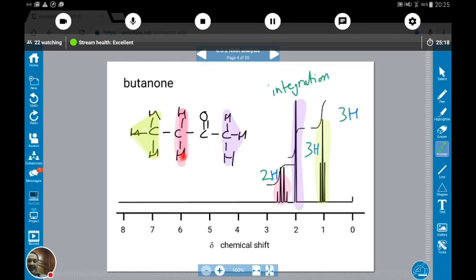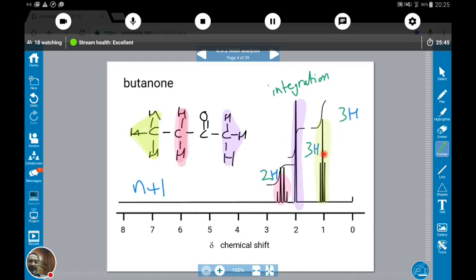So next to this CH2, there are free hydrogens. If we add one to that, we end up with 4. Can you see that's exactly the number of splits that we have over here? That particular rule is known as the n+1 rule. What that means is you look at the neighbors, you add 1 to it, and that will give you the number of splits.